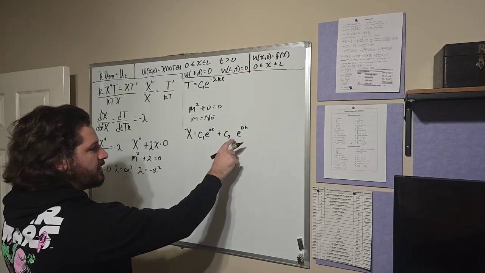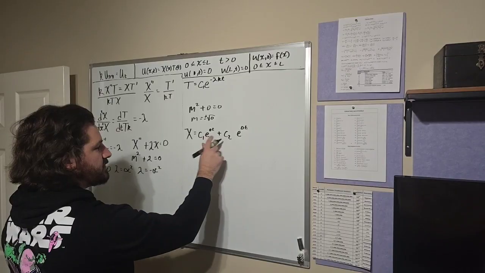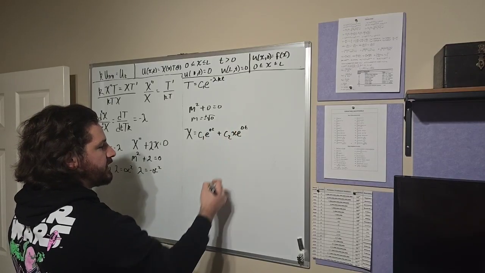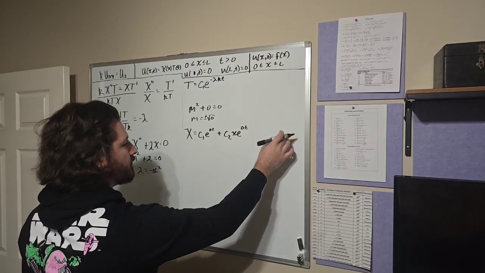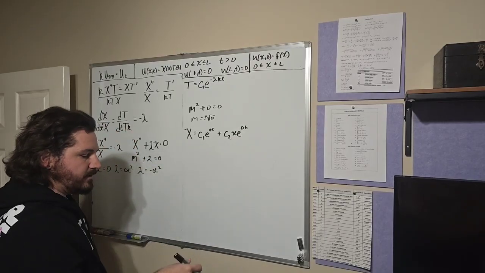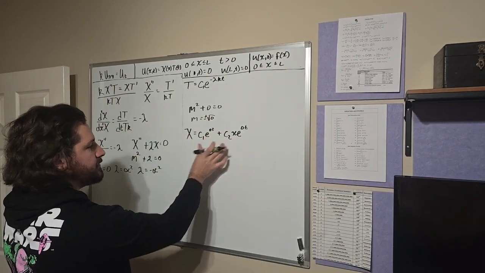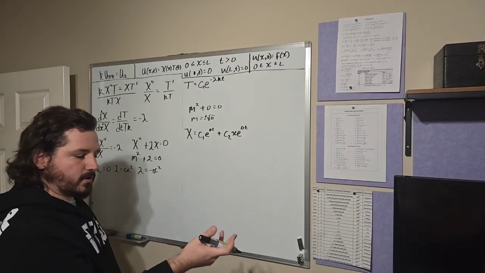And here's the thing. When you have the exact same thing twice, you always have to put an x in front of the next one. And if we had a third one, we would put x squared. And if we had a fourth one, we would put x cubed. And we would keep going. And that is actually how the solution for the real repeated roots works.